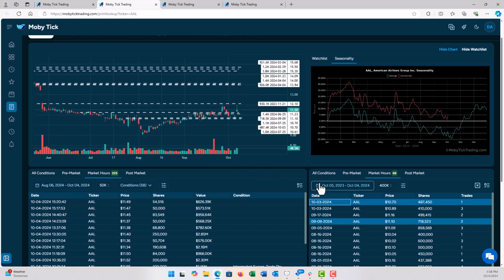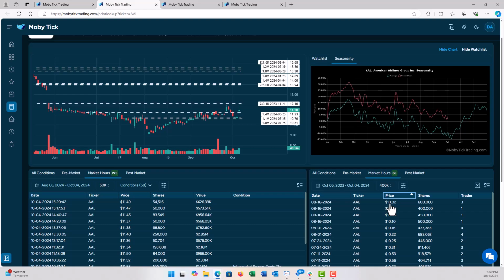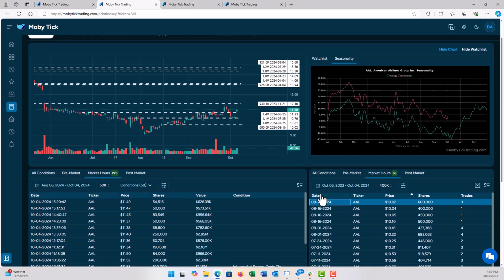So we could actually look to see what the larger trades are below us. So we could sort by price even here. And this is August at 10:02 is 600,000. So I'm going to click this one. And we can see that 10:02 is down here.